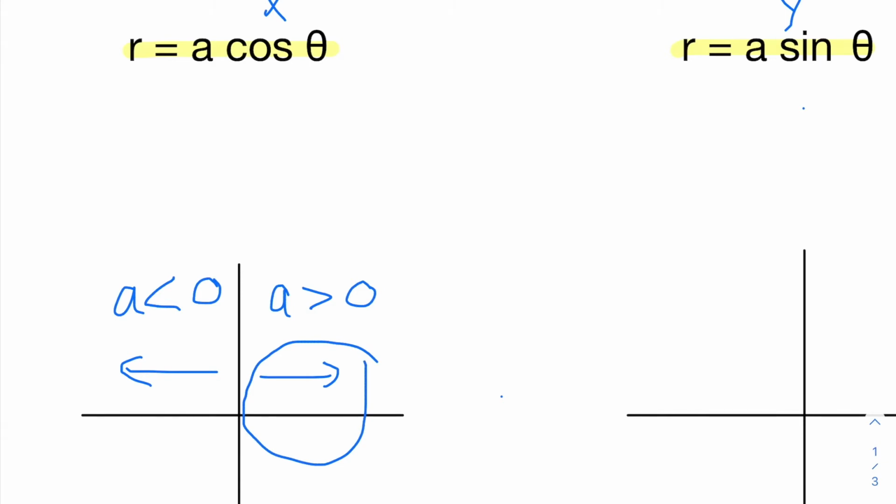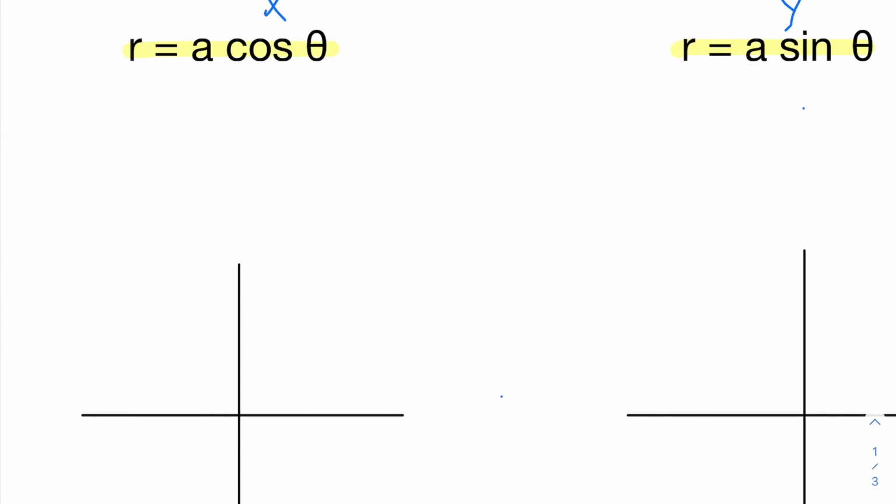And vice versa, if we had a negative value for a, we would start at the origin and the circle would be drawn extending out in the negative direction. So a positive value for a, the circle starts at the origin and is directed out to the right, and a negative value is directed out to the left. Let's take a look at an example of that. We'll start with a positive, and we'll do a couple of negative examples afterwards.